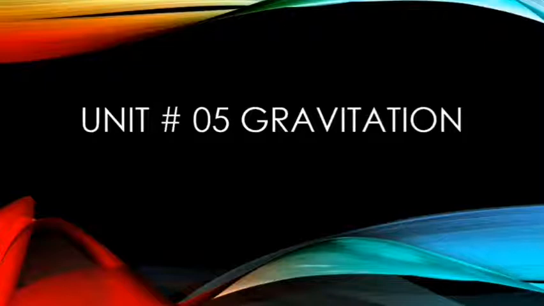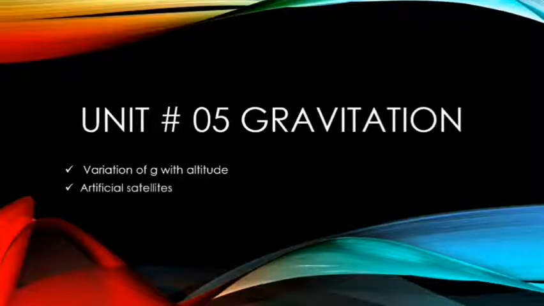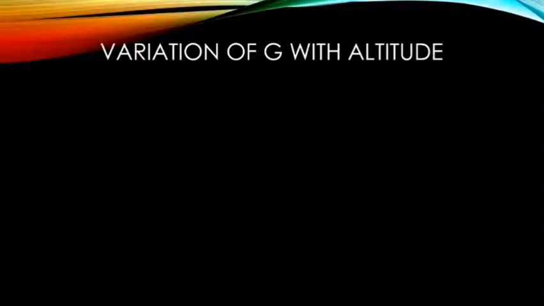We are discussing unit 5, that is gravitation, and today's topic is the variation of g, that is gravitational acceleration, small g, with altitude, artificial satellites, and the motion of artificial satellites. First of all, we discuss the variation of g with altitude.